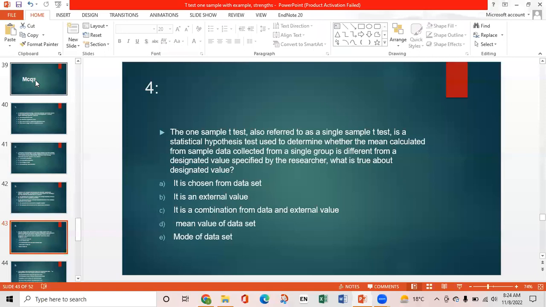Now, what is true about the designated value? Option A, it is chosen from the data set. Option B, it is an external value. Option C, it is a combination of data and an external value. Option D, it is the mean value of the data set. And option E, it is the mode of the data set.